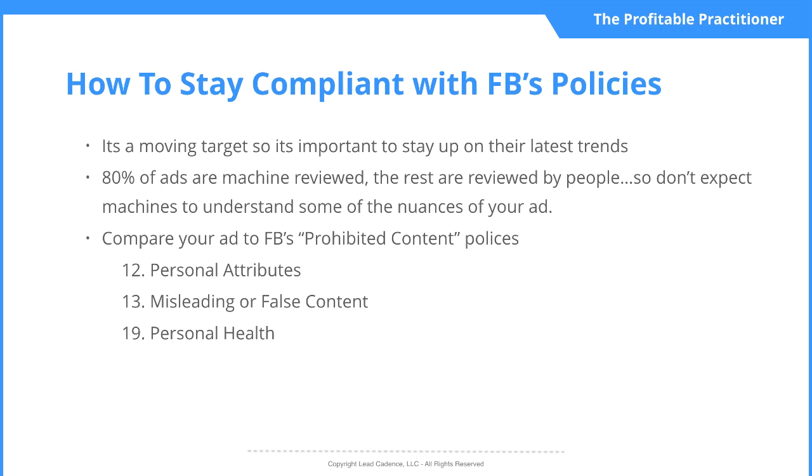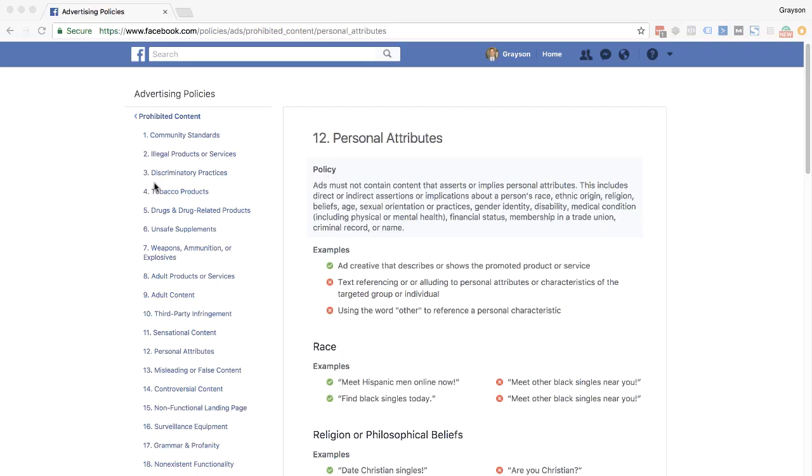So let me just go ahead and bring it up here and I'll show you what that is. Really, the three we're going to be pointing out are number 12, personal attributes, number 13, misleading or false content, and number 19, personal health. So let's take a look at these, and I'll put links below this video so you can find these again.